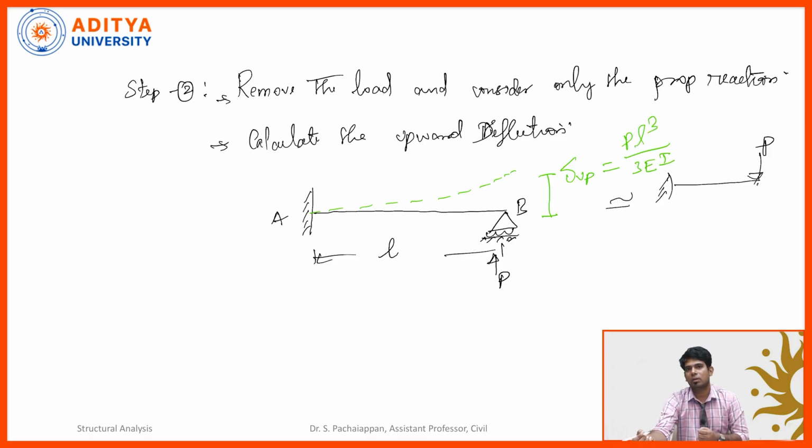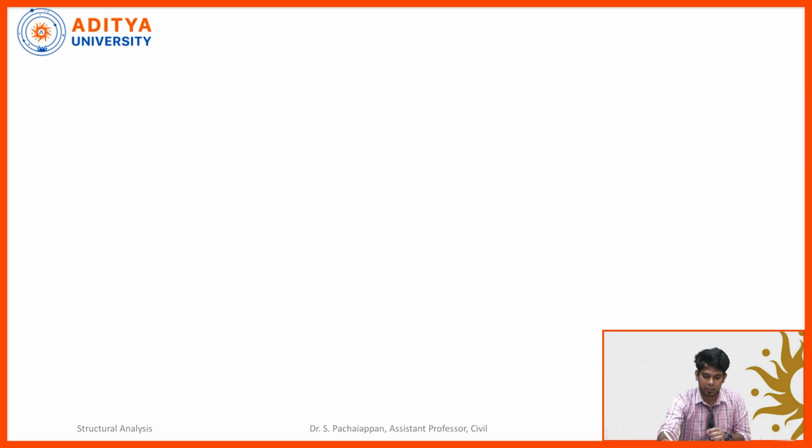The formula for the deflection of a cantilever beam subjected to point load at the free end is WL cube divided by 3EI. Instead of W, we are having P here. So P is the prop reaction, and the deflection due to that prop reaction is PL cube divided by 3EI. So far we have calculated the downward deflection due to the UDL and the upward deflection due to the prop reaction. Let's go to step 3.